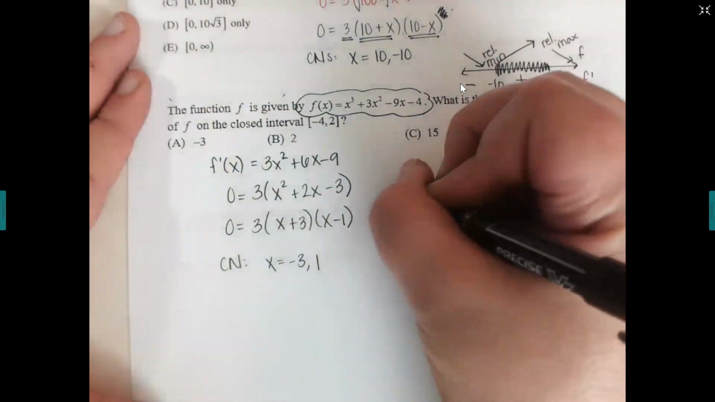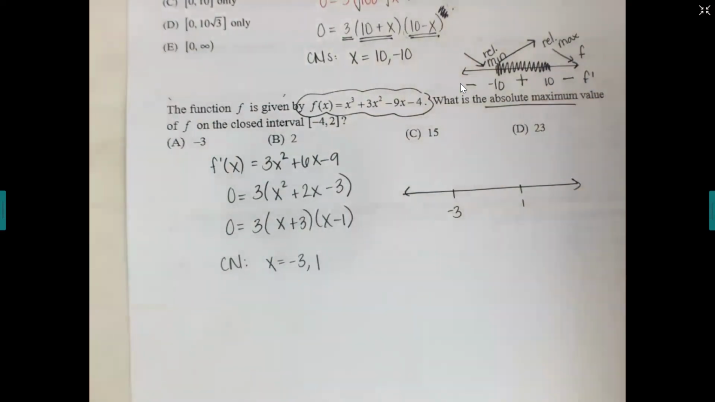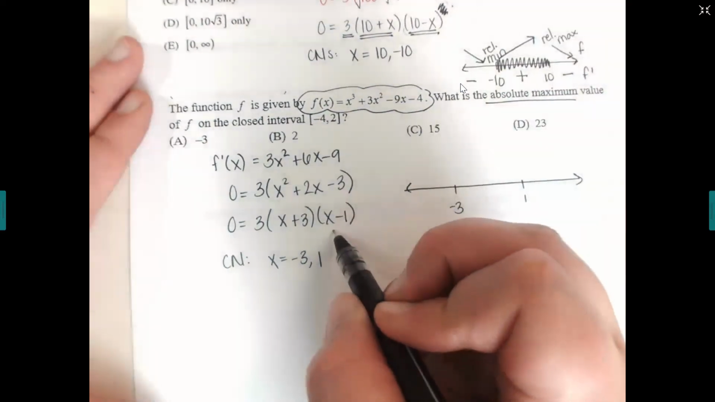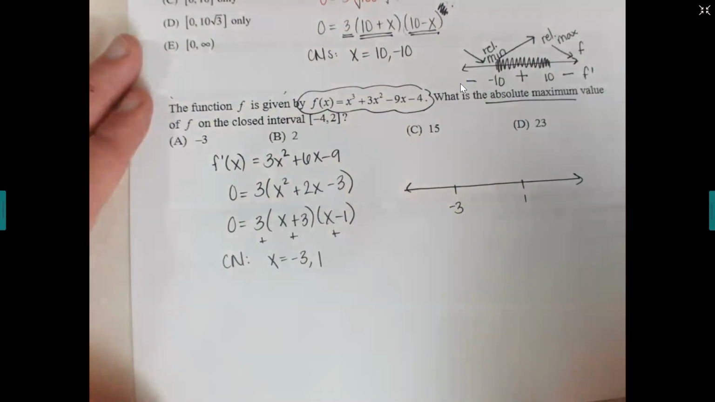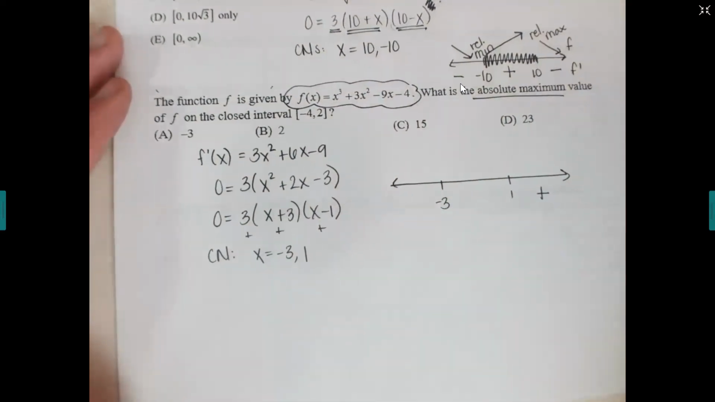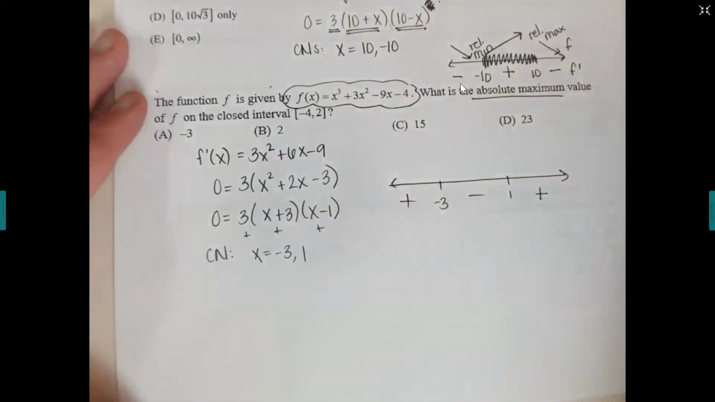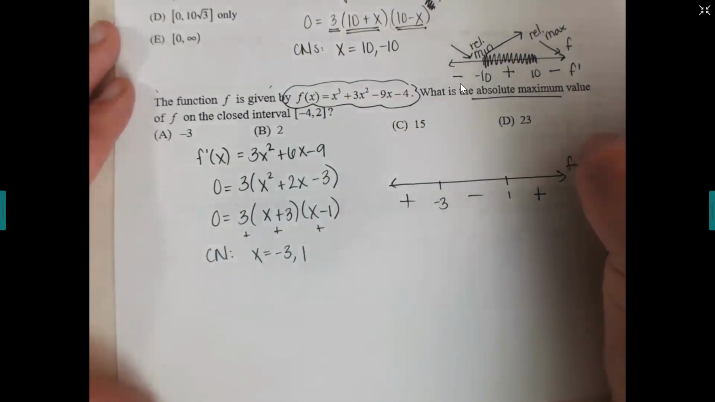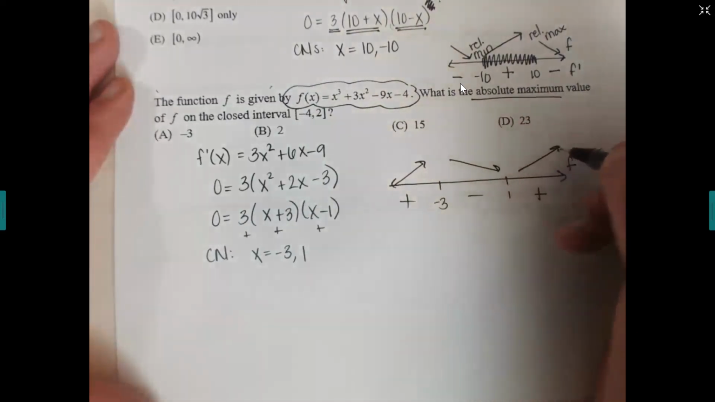Okay, set up your number line. -3, 1. Pick a number bigger than 1. Let's say we pick 2. 2 minus 1 is positive. 2 plus 3 is positive. 3 is also positive, which means that that far right interval is plus. No double roots, so I know it's going to flip-flop plus minus plus. That tells us that F goes from increasing to decreasing to increasing.